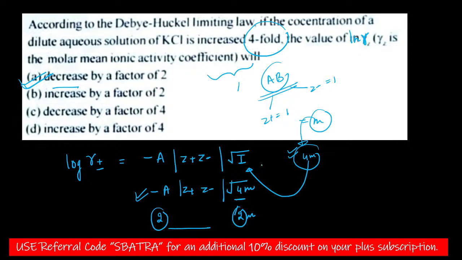Okay, because we have root I, and the root of 4 is nothing but 2. The new coefficient is 2, not 4. So you have to substitute.